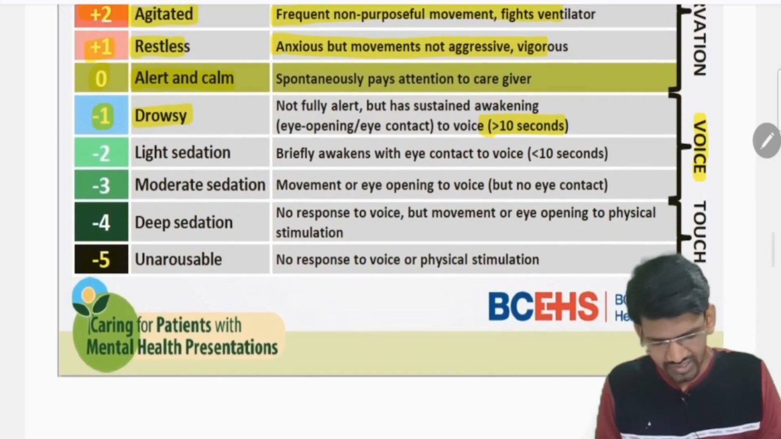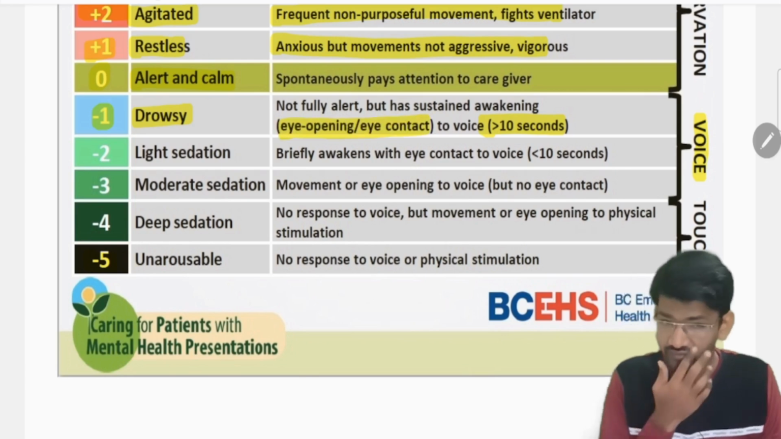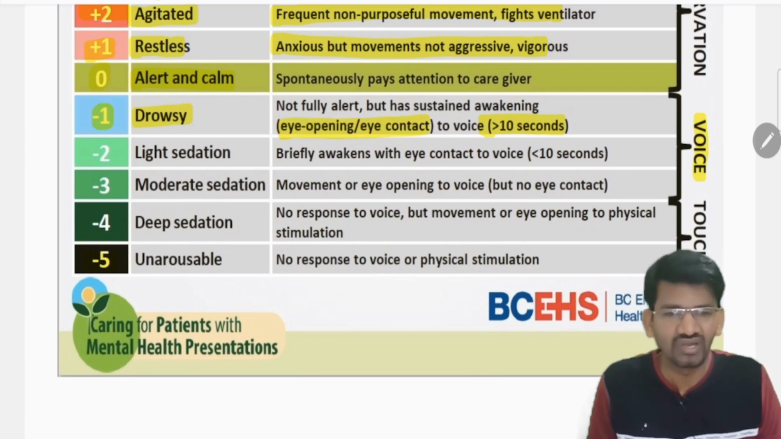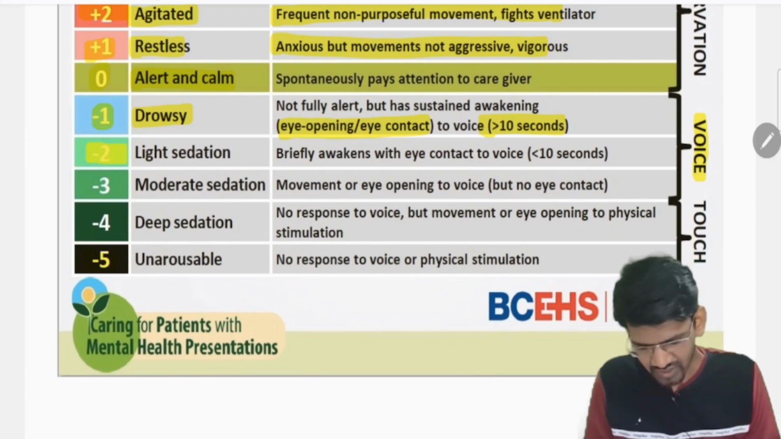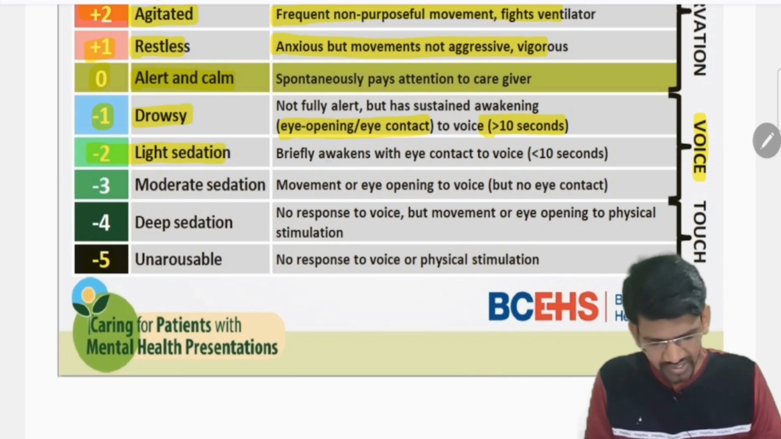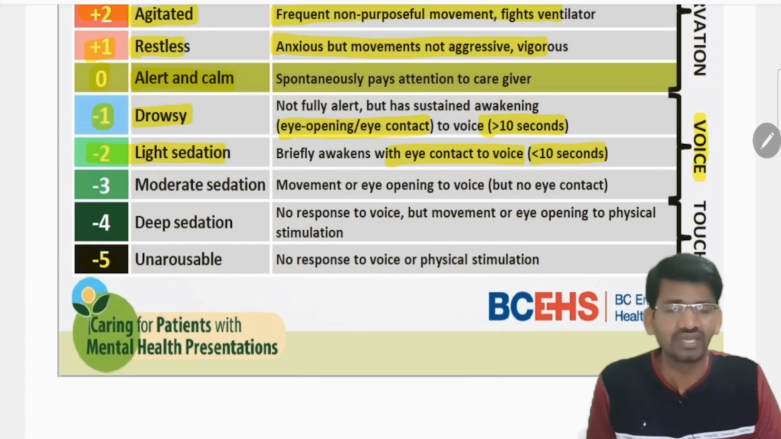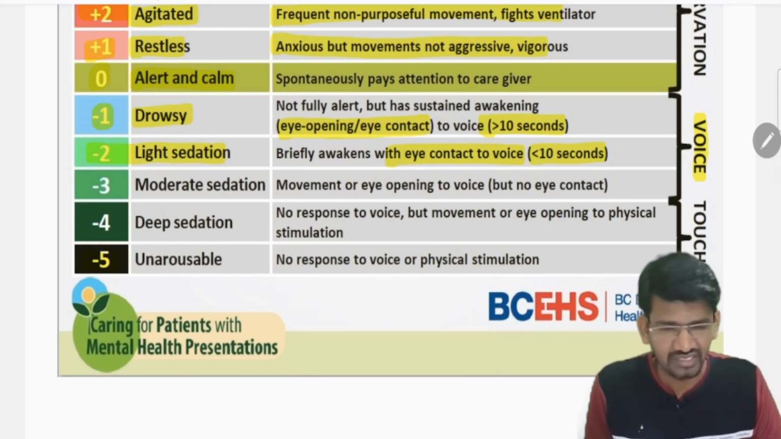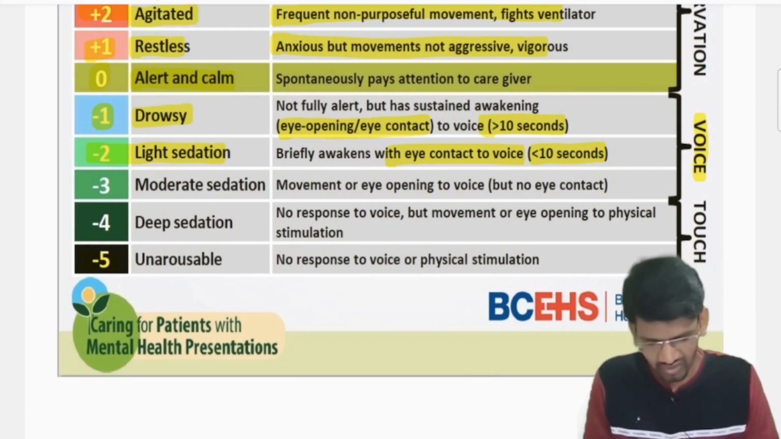If the patient wakes up or maintains eye contact to your voice for more than 10 seconds, then we call it drowsy. The score is -1. And -2 is for light sedation, where the patient can maintain eye contact to your voice but for less than 10 seconds, so briefly awakens and maintains eye contact.